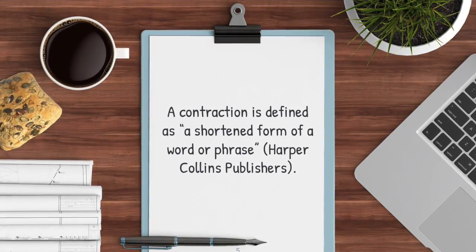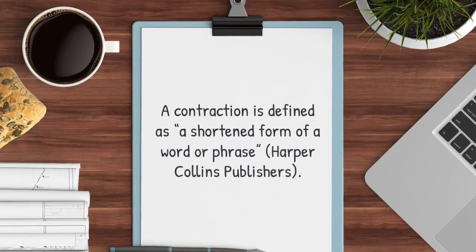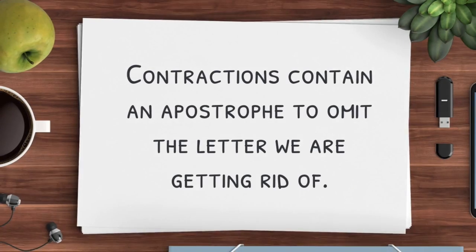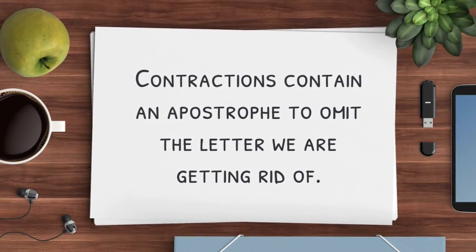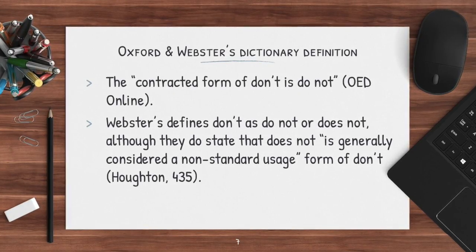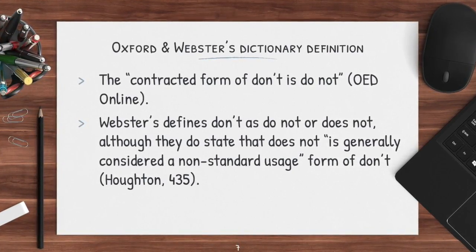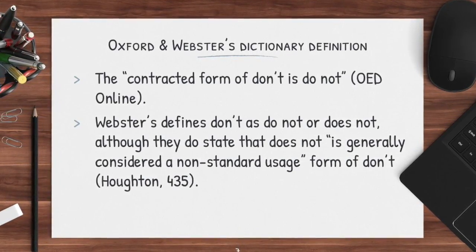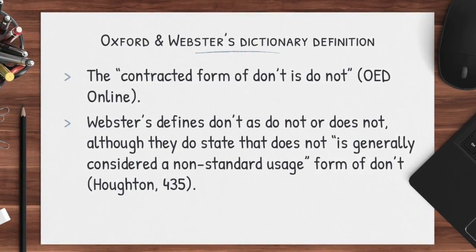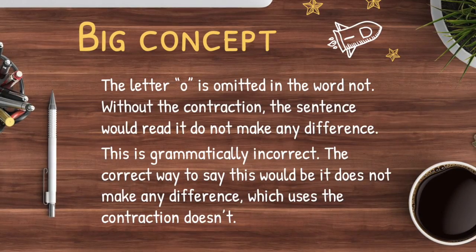According to the New York Public Library Writer's Guide to Style and Usage, a contraction is defined as a shortened form of a word or a phrase. Contractions contain an apostrophe to omit the letter it is getting rid of. According to the Oxford Dictionary, the contracted form of don't is do not. Yet, Webster's Dictionary defines don't as do not or does not. But they do state that does not is generally considered a non-standard usage form of don't. We notice that they omit the letter O in the word not.